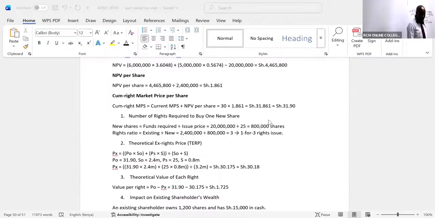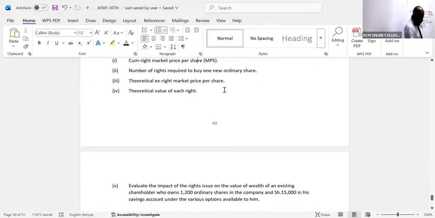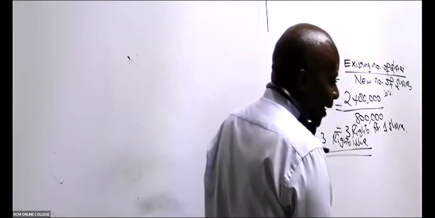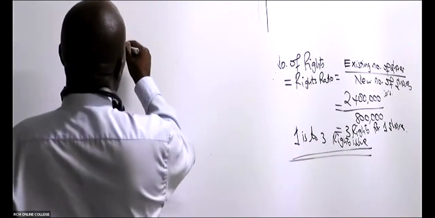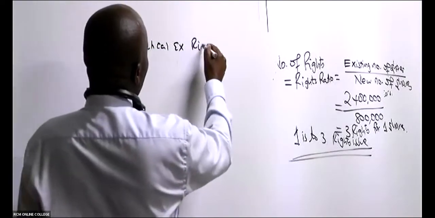Then you look at Roman 3 of this. Roman 2 is over. So Roman 3, what do they want us to give them? They want us to give them the theoretical ex-rights price, isn't it? Theoretical ex-rights price. So is there somebody who can give me this theoretical ex-rights price?